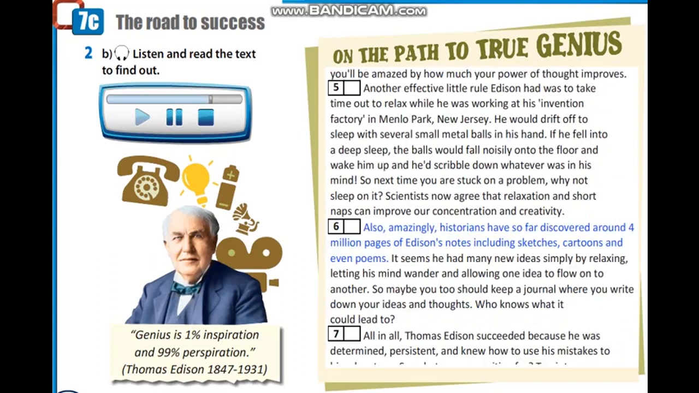Also, amazingly, historians have so far discovered around 4 million pages of Edison's notes, including sketches, cartoons, and even poems. It seems he had many new ideas simply by relaxing, letting his mind wander, and allowing one idea to flow on to another. So maybe you too should keep a journal where you write down your ideas and thoughts. Who knows what it could lead to?